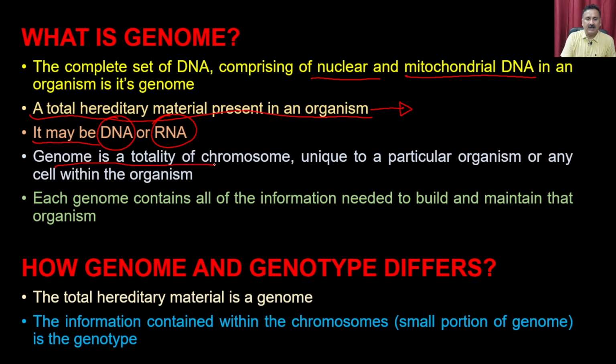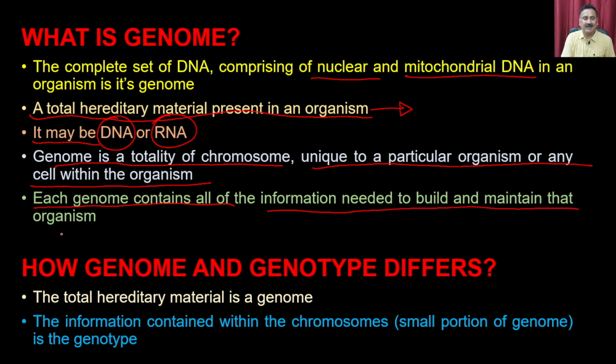The genome is the totality of chromosomes unique to a particular organism or any cell within the organism. Each genome contains all of the information needed to build and maintain that particular organism. There are two important points here. One is that it is the hereditary material present inside an organism, and the second is that it contains all the information needed to build and maintain that organism, which means it even has the information about the developmental stages, how the organism will go through the different developmental stages. It has that kind of information so that the organism will have the required changes in the body and so on.